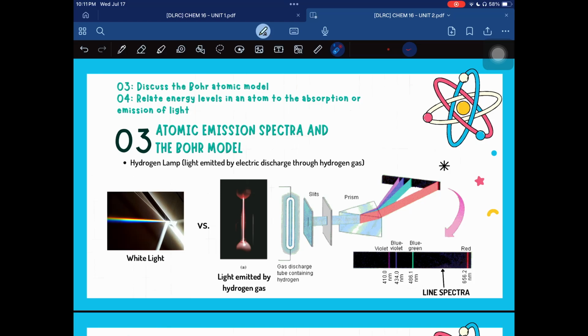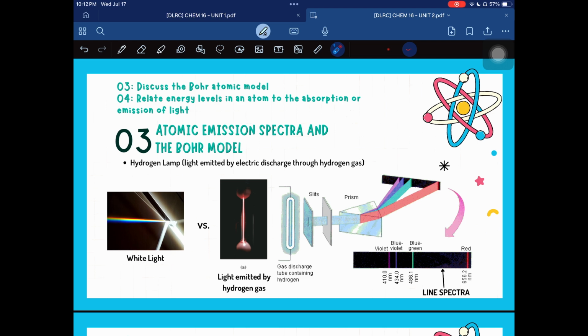White light, when cast in a prism, separates into all colors in the RGB, because white light reflects all colors. On the other hand, the light emitted by hydrogen gas emits only certain wavelengths in the atomic emission spectra. So this is what we call the line spectra. Once you pass the light emitted by the hydrogen gas through a prism, only certain wavelengths can be seen in the atomic emission spectra, compared to the white light, which reflects all the colors in the RGB.